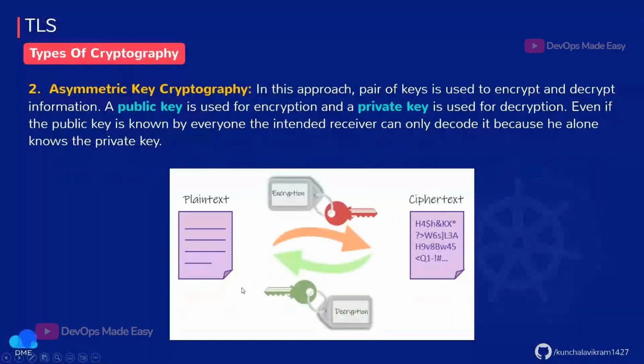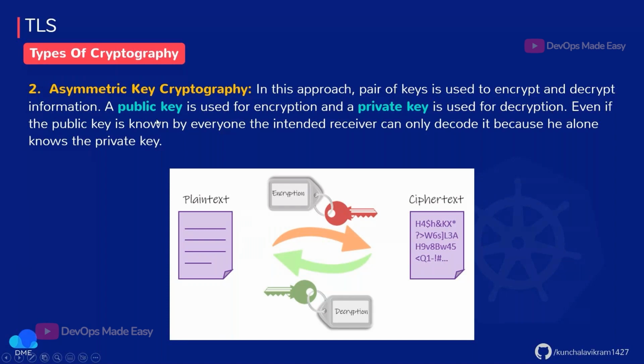Okay, now what is asymmetric key cryptography? In this approach you'll have two keys. One is the public key and the other one is the private key. Okay, so here you have to encrypt the data with one key, and you can only decode it with the other key. Okay, clear? Using public key, usually we encrypt the data. Using private key, you can decrypt the data, but it is not like that.